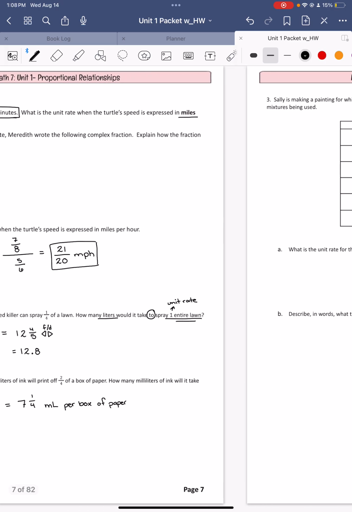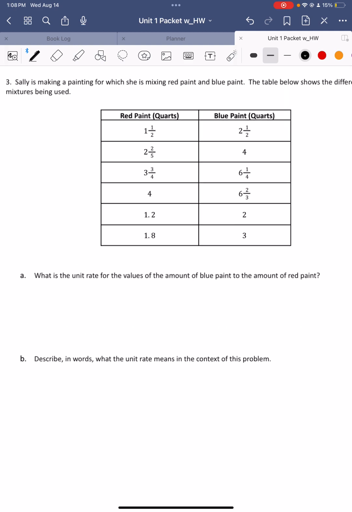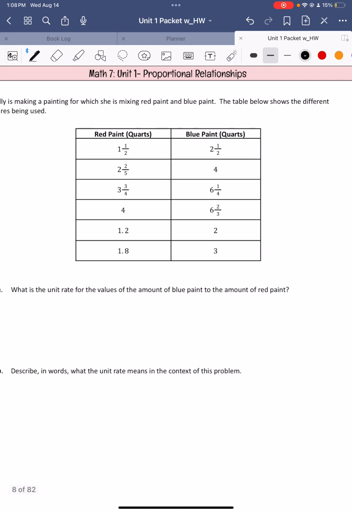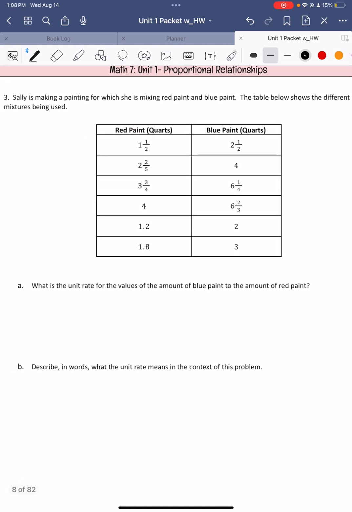Next page. Sally is making a painting for which she is mixing red and blue paint. The table below shows the different mixtures being used. What is the unit rate for the values of the amount of blue paint to the amount of red paint? All right, so this order matters. So blue paint to red paint. Our order is telling us how to set this up. So I should have blue paint in the numerator and red paint in the denominator.